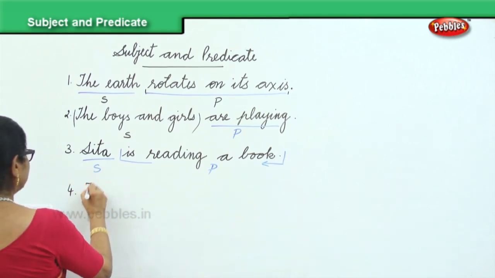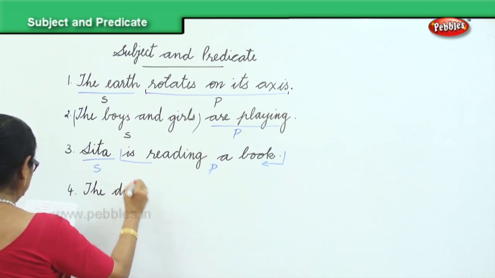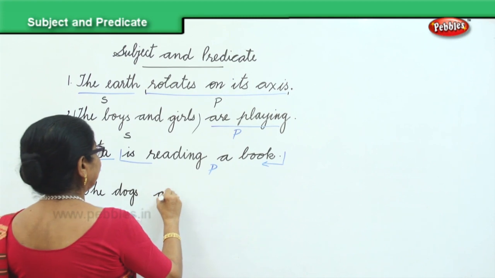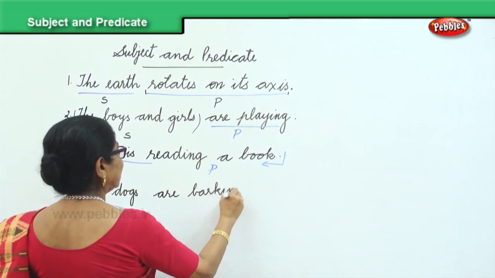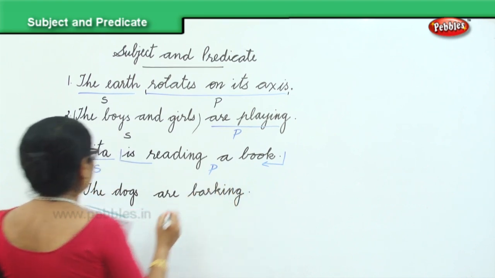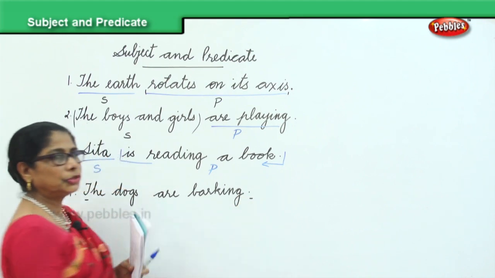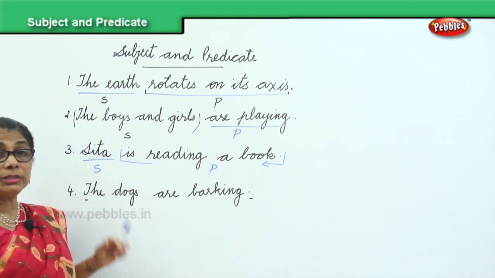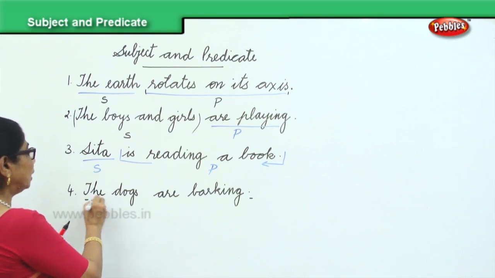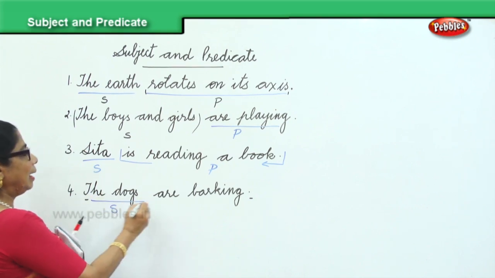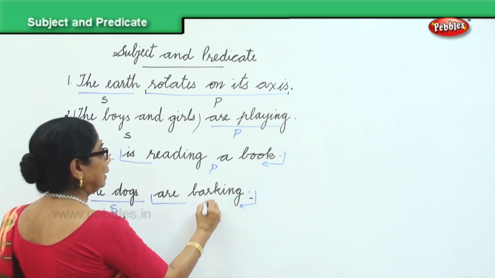The dogs are barking. Again here, we have a complete sentence. It begins with a capital letter. It ends with the full stop, and it's got two parts. What's the most important part? Dogs. The dogs are the most important part. So this is the subject, and are barking, that is the predicate, the second part.